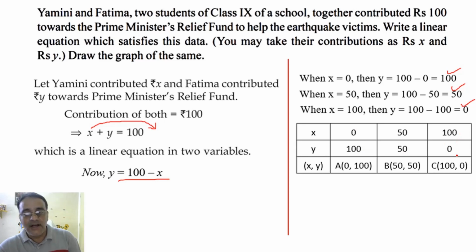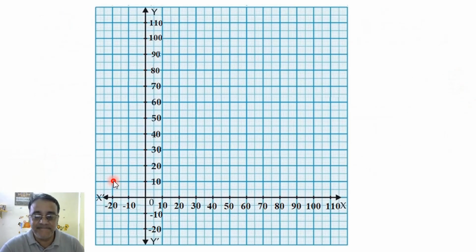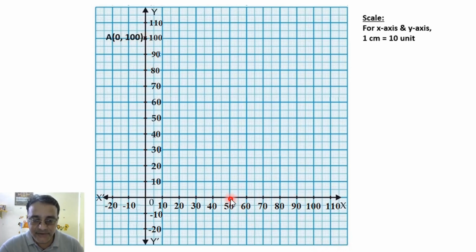So now I'm going to draw the graph. पहले ग्राफ पेपर ले लेते हैं. First point was (0, 100). The x coordinate is 0. That means it belongs to the y-axis. So यहाँ पर आएगा. उससे पहले यूनिट लिख लेते हैं. फॉर x-axis and y-axis 10 यूनिट्स लिए हैं यहाँ पर. देखो. So (0, 100) यहाँ पर आ रहा है. That is point A. Next is (50, 50).